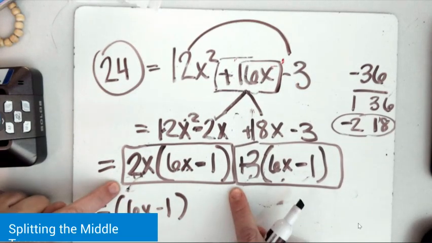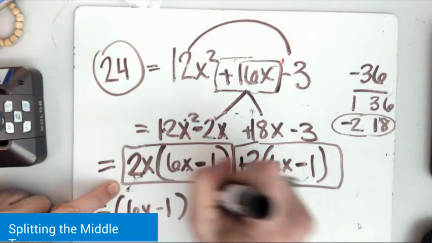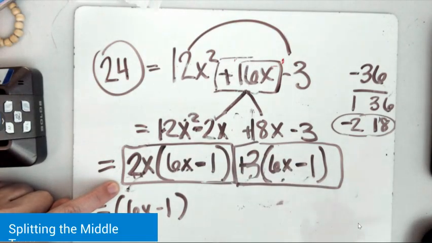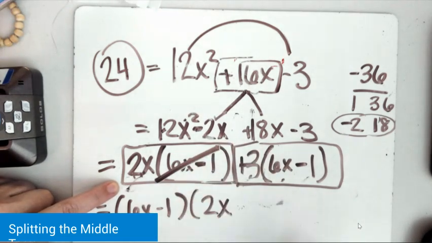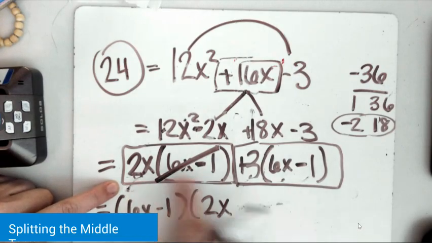So in this first term, if I was to divide by 6x minus 1 or take out a 6x minus 1, what would I be left with? Here, what would I be left with?